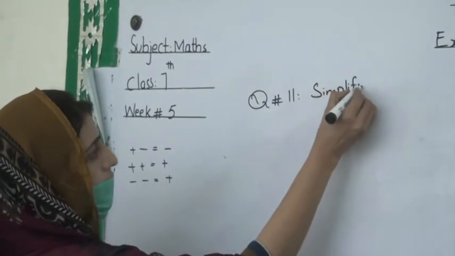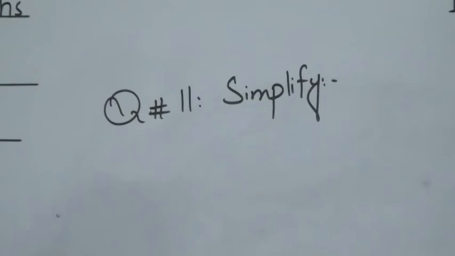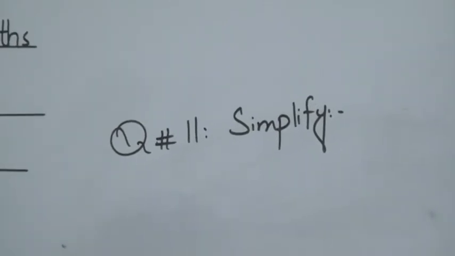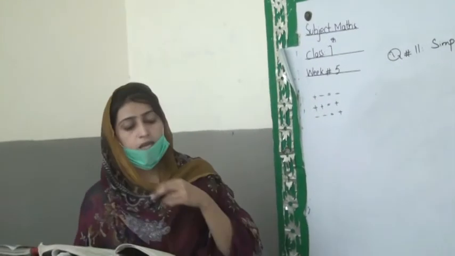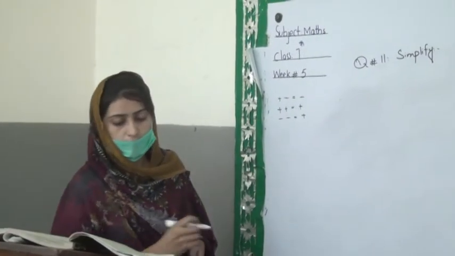Simplify. In question number 10 we have done addition and multiplication of rational numbers, and in question number 11 we will do the division of rational numbers.